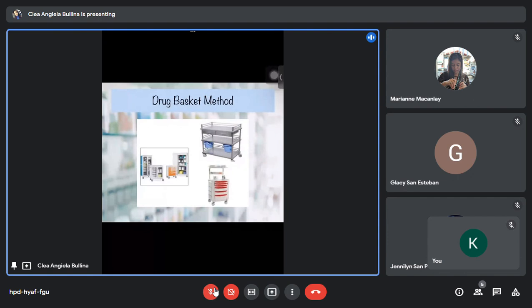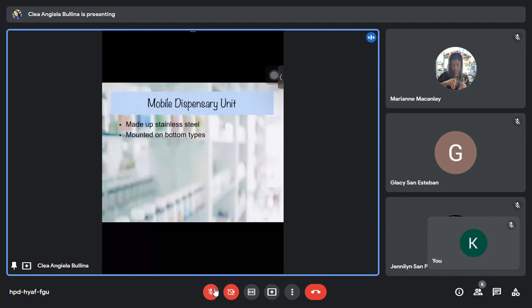And then lastly, last for this meeting, we have the mobile dispensary unit. Okay? For the mobile dispensary unit, parang automated na siya, class. Parang meron na siyang scanner. Okay, so it is specially made up of stainless steel, and it is mounted on bottom types.